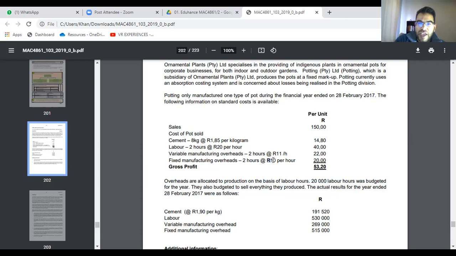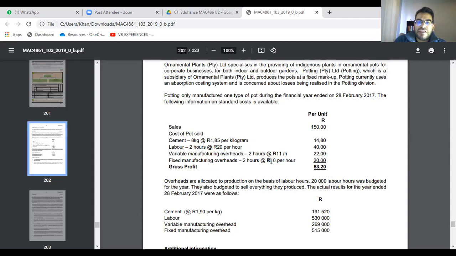So this is the overhead rate, 10 Rand per hour. Remember, how do we calculate the fixed overhead rate? Fixed overhead rate equals budgeted costs divided by budgeted activity. The budgeted cost, the fixed overhead costs, divided by budgeted activity. The budgeted activity is your basis for allocating overheads. In this case, it is labor hours.